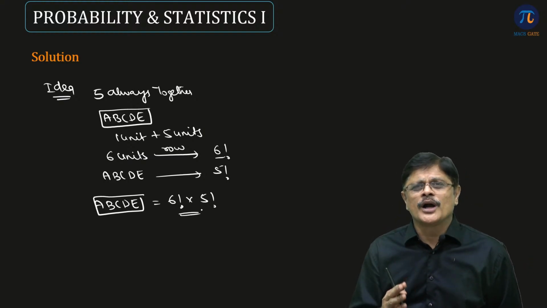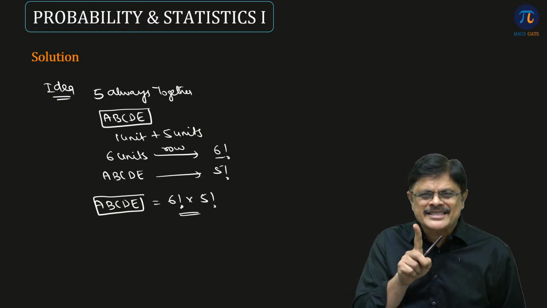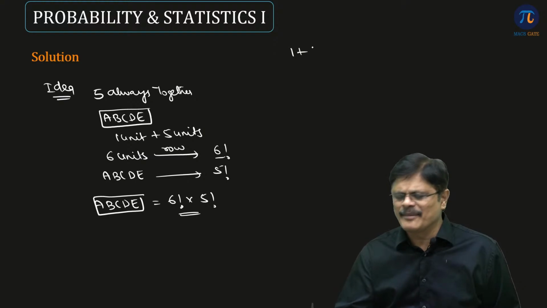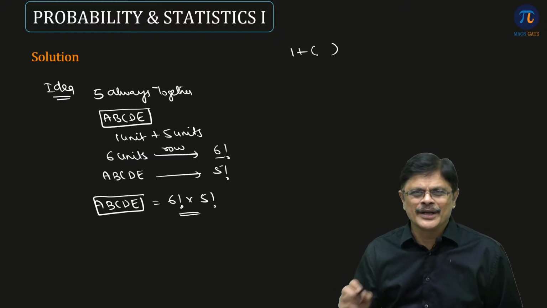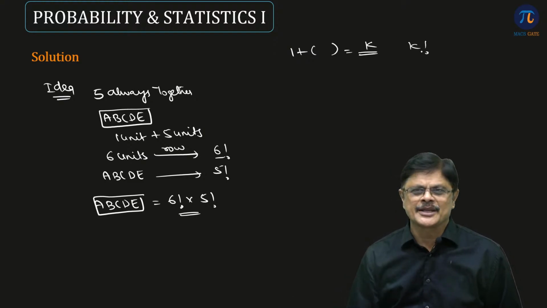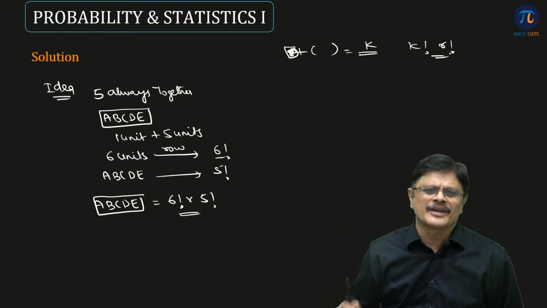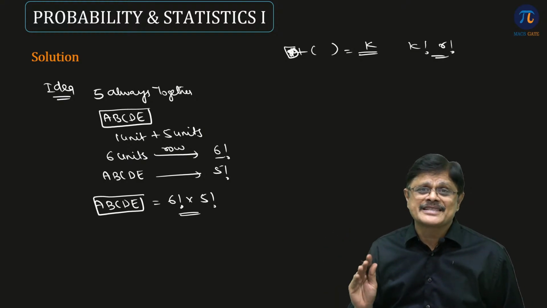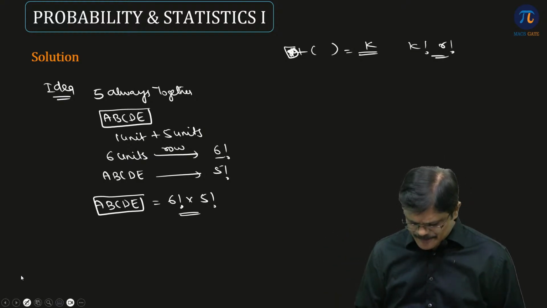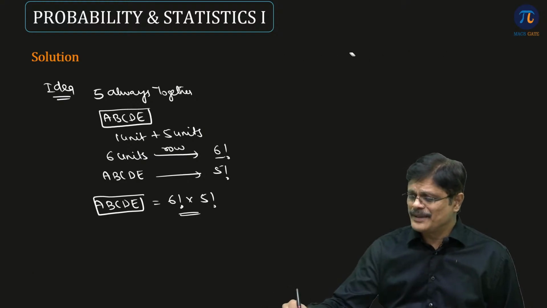So whenever you want 2 members together, 3 members together, 4 members together, consider them as 1 unit plus the remaining. So this will give you some answer, say K. So there are K factorial arrangements. And in this unit, how many are there? Suppose there are R people. So K factorial into R factorial is your answer. Always remember this idea, my dear friends. This is a wonderful idea. We are using it to solve this problem. Please note that point.